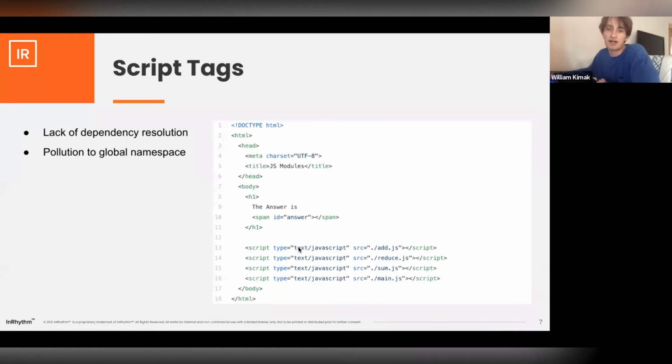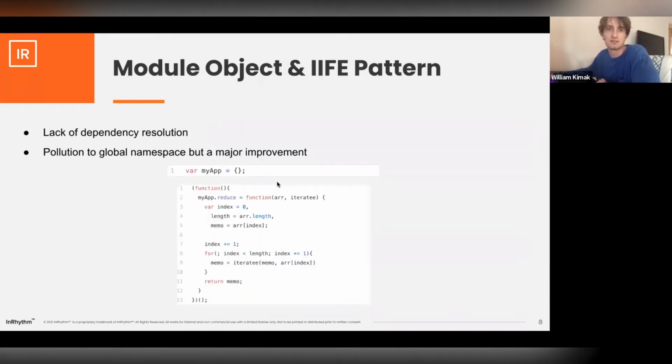The bright side of this is that we can share or reuse the code, but we don't solve the problem of having to worry about the order in which we list the dependencies, because they depend on each other. And it doesn't solve the problem of polluting the global namespace.